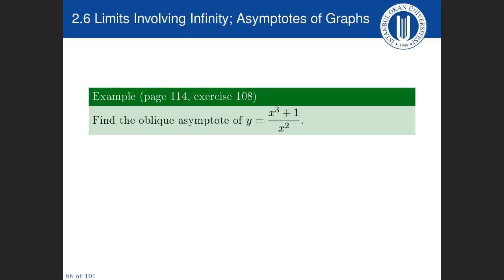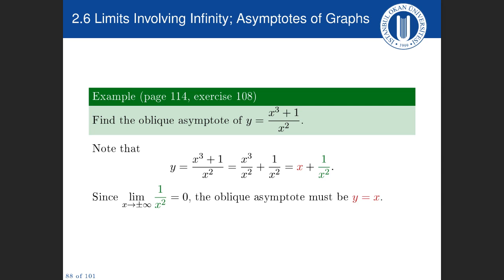For example, this is on page 114, and it's exercise 108. Find the oblique asymptote of y is equal to x cubed plus 1 divided by x squared. This is actually an easy one because x cubed plus 1 over x squared is quite easy to see is the same as x plus 1 over x squared. The limit of the green function is equal to 0, so the oblique asymptote must be the red function, y is equal to x.